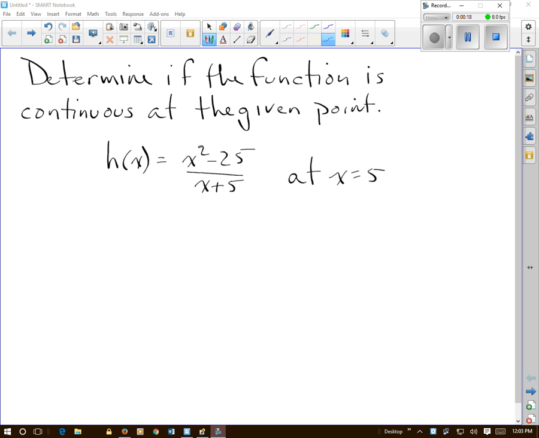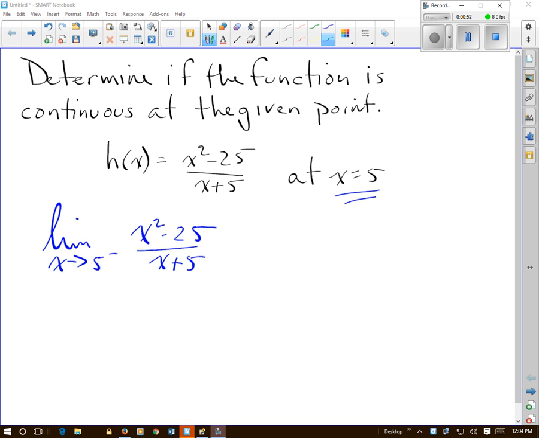The continuity test looks at the limit as x approaches the value, which in this case is 5, from the left and from the right, and then looks at the function value at that point. If those three things are all the same, then the function is continuous. So let's take a look at that. We want to look at the limit as x approaches 5. We'll look from the left first, of x squared minus 25 over x plus 5.